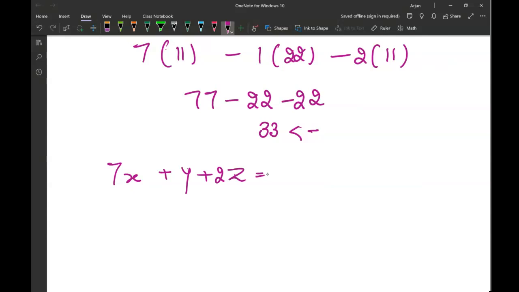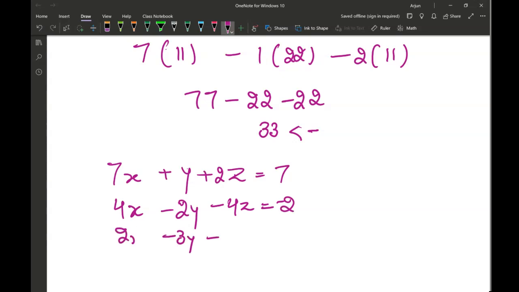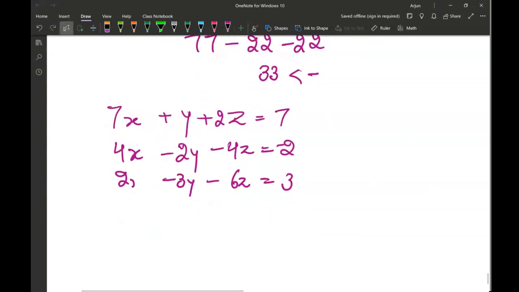There are three equations given to me. Not the Gauss-Jordan method, but Cramer's rule, I guess. Using Cramer's rule, we're going to find the x, y, z values, with the equation equal to minus 2, and then 2x minus 3y minus 6z equal to 3. The first thing I'm going to do is put it in matrix form.